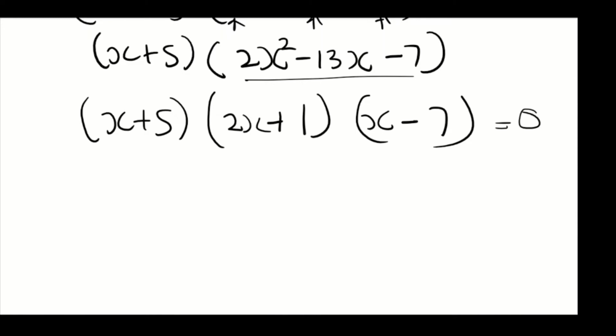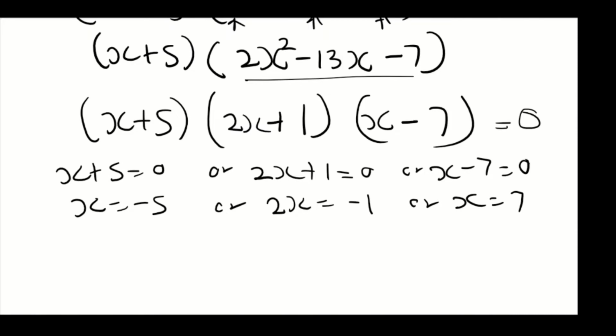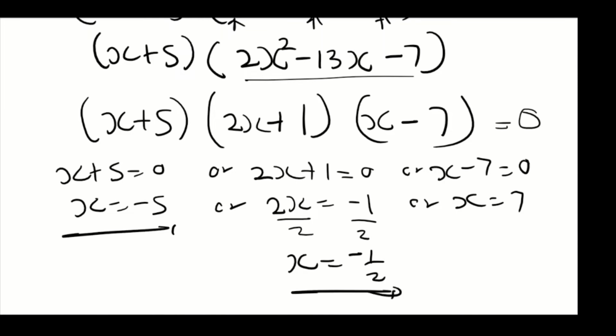We know it's equal to 0, right? So we're just going to equate to 0. So it's going to be x plus 5 equals 0, or 2x plus 1 equals 0, or x minus 7 equals 0. Remember, we want to find the coordinates of b and c. So here it's going to be x equals minus 5, or here it's going to be 2x equals minus 1, or x equals 7. So here we're just going to divide by 2 both sides. So it's going to be x equals minus 1 over 2. So these are your solutions of x, right?